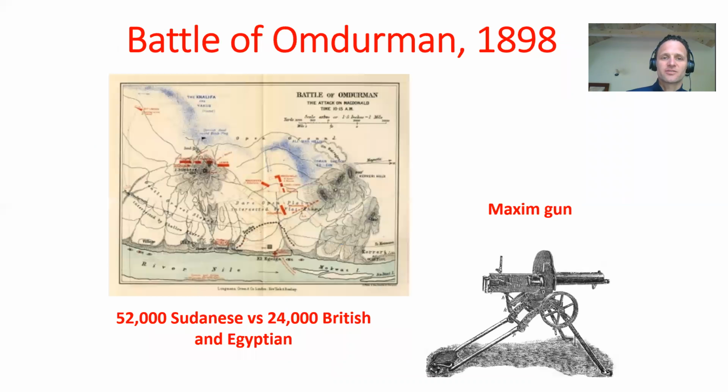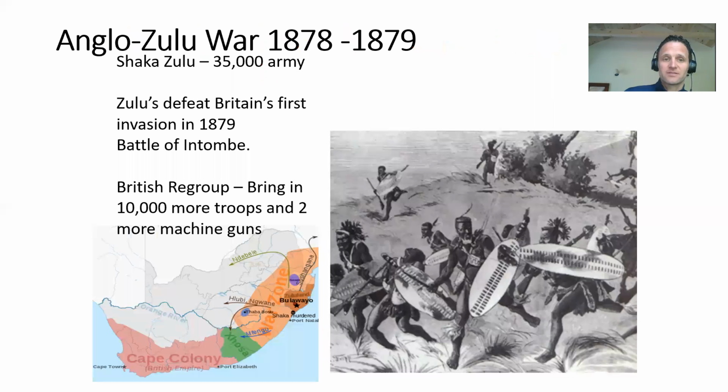Resistance in Africa also doesn't go well for the resistors. We saw the Battle of Omdurman in 1898: 52,000 Sudanese versus 24,000 British and Egyptian troops. The British and Egyptian troops lose less than 30, and the Sudanese lose tens of thousands.